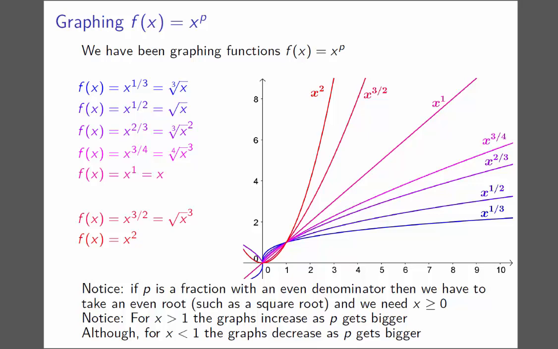So if we were to graph the function f of x equals x to the 5/4, where would we expect this to be? Well, 5/4 is 1 1/4. It's bigger than 1, but it's smaller than x to the 3/2, which is 1 1/2. So we would expect the graph of f of x equals x to the 5/4 to be wedged between the graph of x to the 3/2 and x to the first power. We can use this idea to graph x to many powers without having to start from scratch.